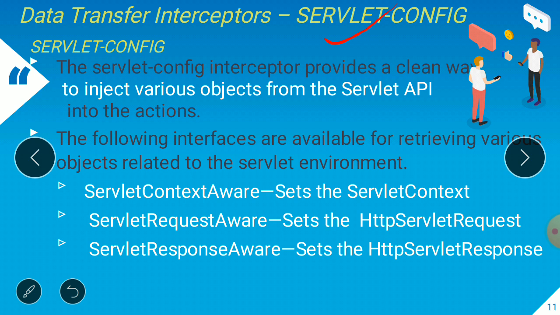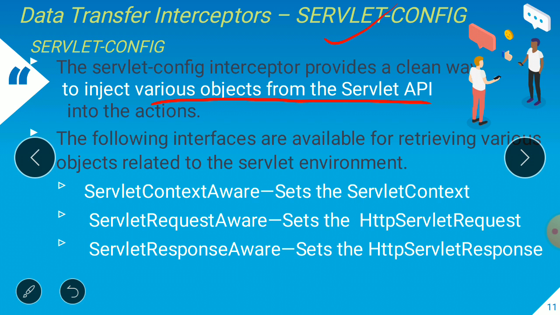If you want to use the interfaces that are already available in the servlet environment, we can use this servlet config interceptor. The servlet config interceptor provides a clean way to inject various objects from the servlet API. What is meant by servlet API? Servlet application programming interface. To write your application program using servlets, it provides the interfaces. It provides so many objects and interfaces, using which we can write a servlet program.